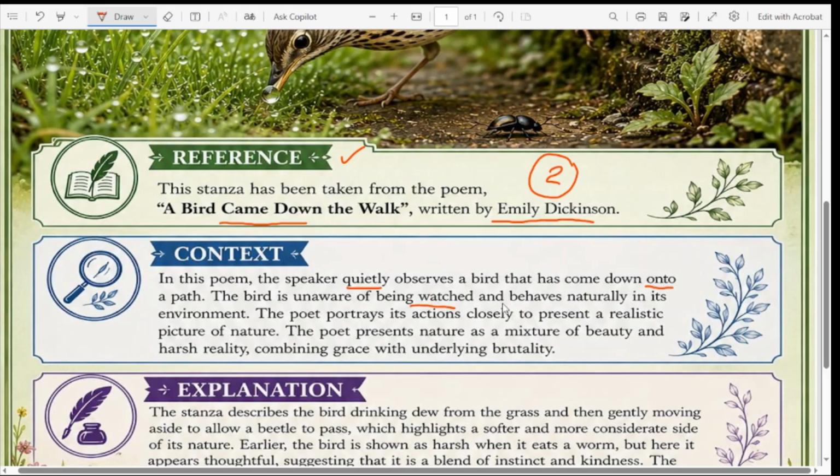The bird does not know that the poet is watching it, and it behaves naturally in its environment. The poet portrays a picture, painting the whole painting, its actions closely to present a realistic, real life picture of nature. The poet presents nature as a mixture of beauty and harsh reality. Here we have harsh reality when the bird bites the angleworm, combining grace with underlying brutality.